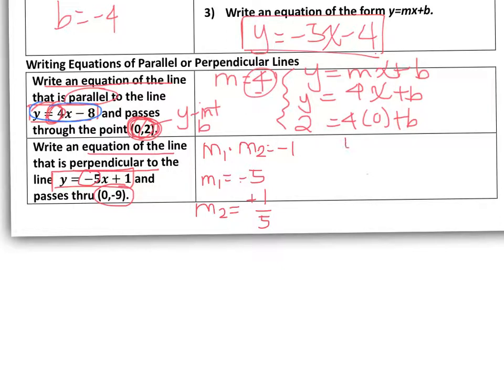And then now I have the slope, and again, look at this point, it passes through the y-axis when x is 0, so this has to be the y-intercept. B is negative 9. I can write my equation now. So you only need the slope and the y-intercept to write your equation. Okay.